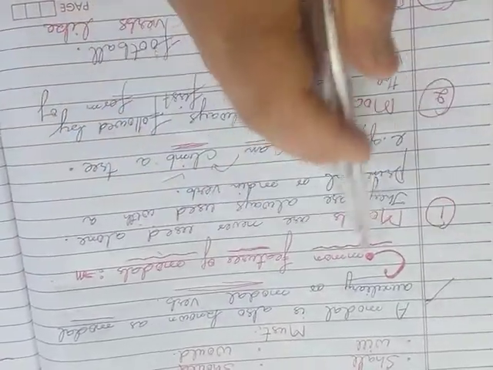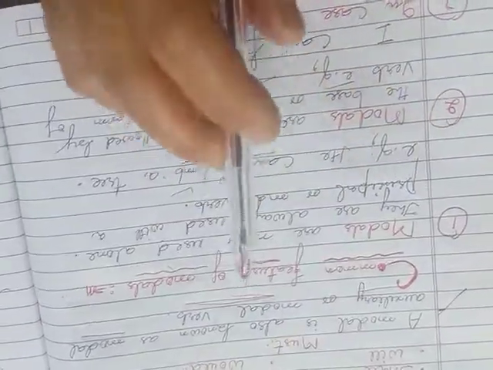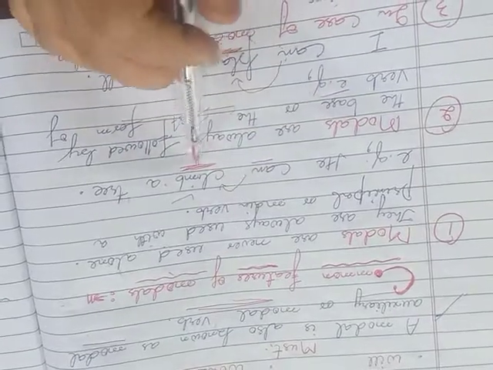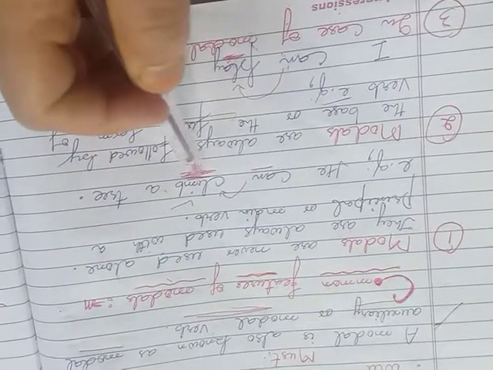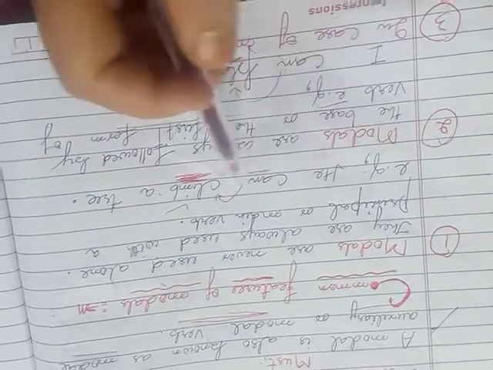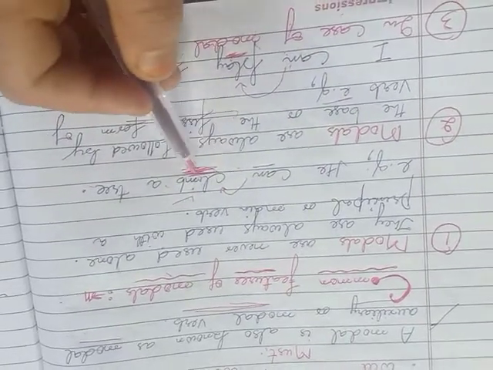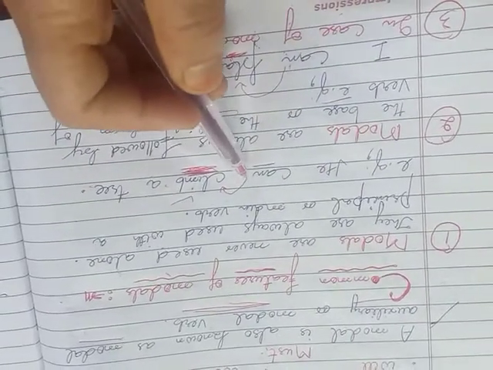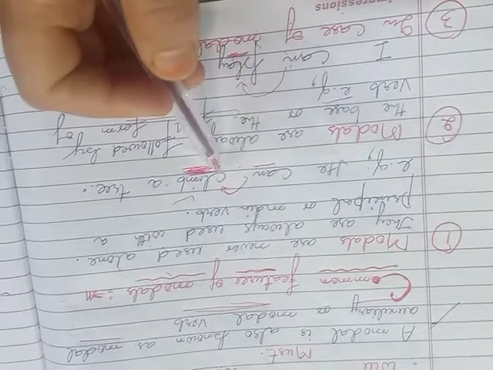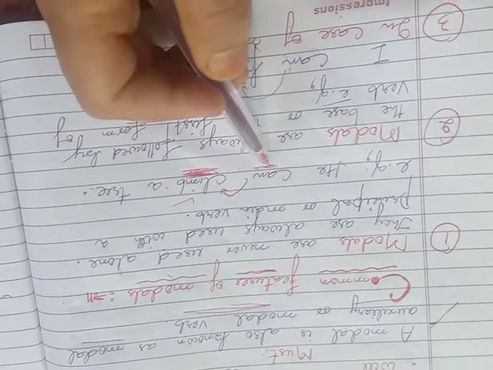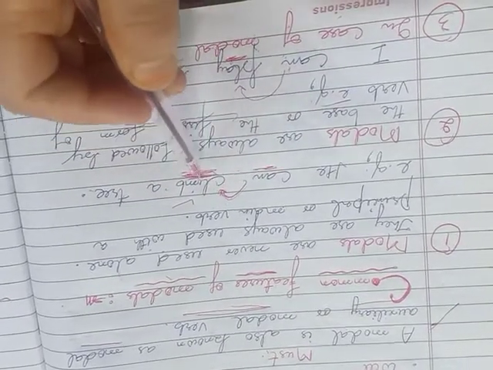First of all, these modals are never used alone. They are always used with a principal or main verb. For example, he can climb a tree. This is the principal verb or main verb. So modals are always used with the principal or main verb. Here there is a modal and it is used with the principal or the main verb.